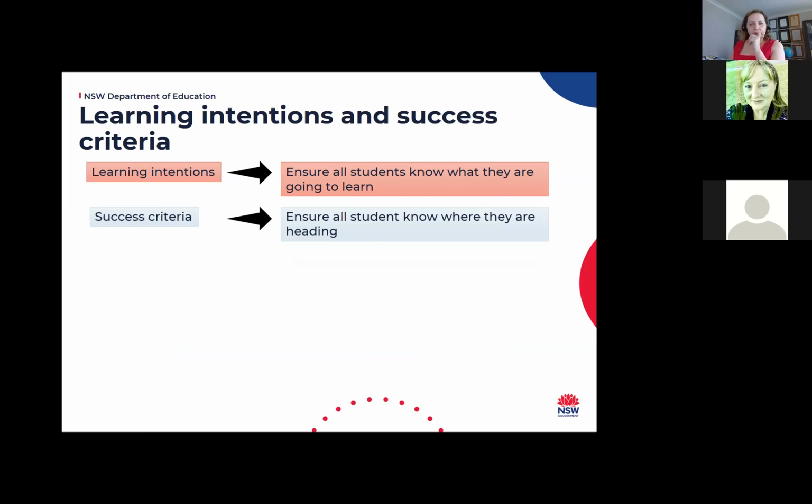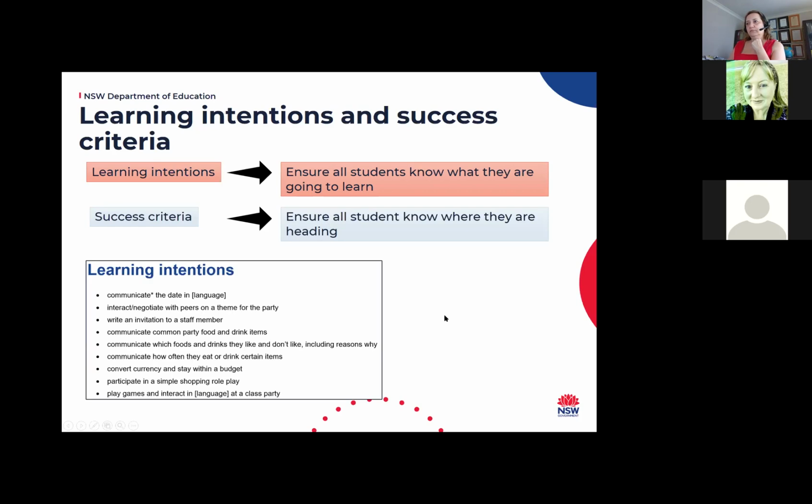Learning intentions and success criteria both form the basis of any feedback. Learning intentions ensure all students know what they are going to learn, and success criteria ensure all students know what the end goal for this learning is.